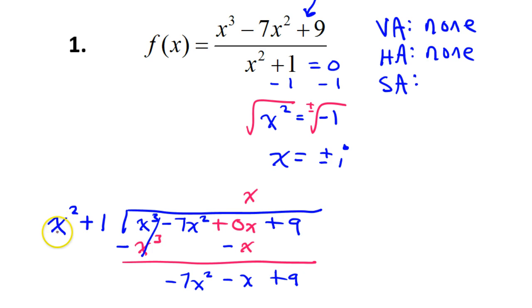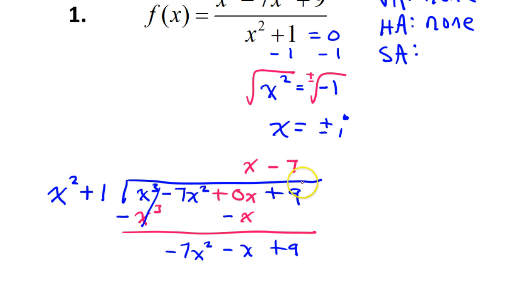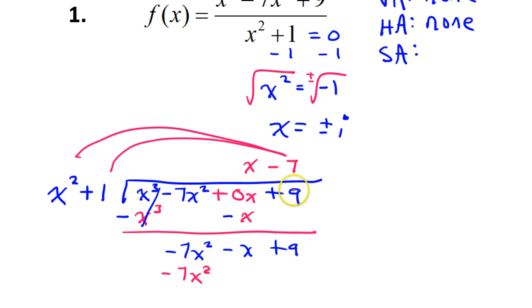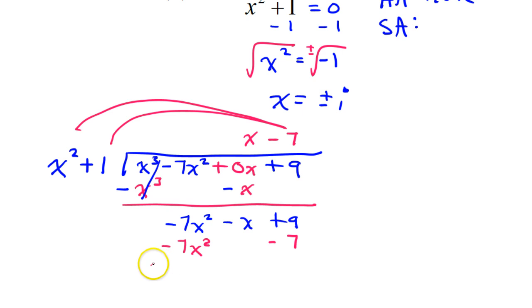So you ask yourself, x squared times what is going to give you negative 7x squared? Well, that would be negative 7. X squared times negative 7 will give you negative 7x squared. Once you have this, then once again, you do the distributive property with it. So you're going to go negative 7 times x squared and get that negative 7x squared that you wanted. And you're going to do negative 7 times 1 and get negative 7. Again, make sure you line it up with your like terms.